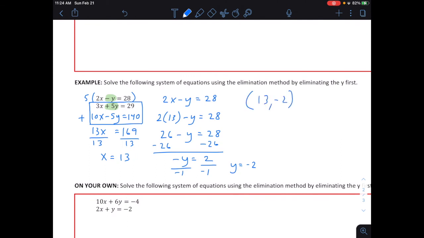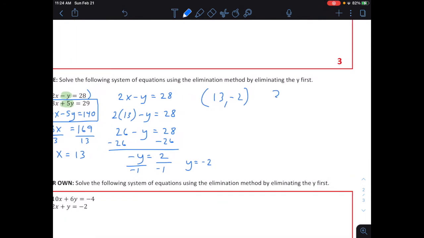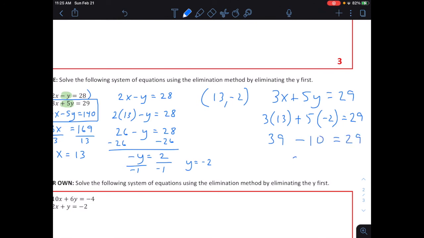So my guess for the answer here is 13, negative 2. And I'm going to check by plugging it into 3x plus 5y equals 29. So 3x, 3 times 13. 5y, 5 times negative 2. That's an ugly 5. Let's rewrite that. That's better, but not the best. So this is 39. This is negative 10. And 39 minus 10 is 29. So it checks off, and it works.